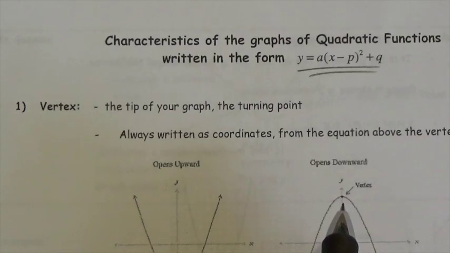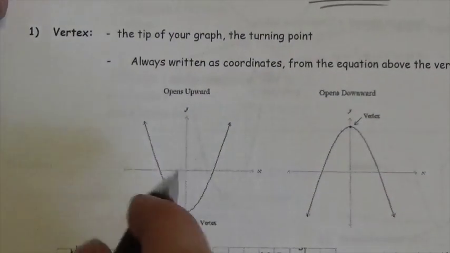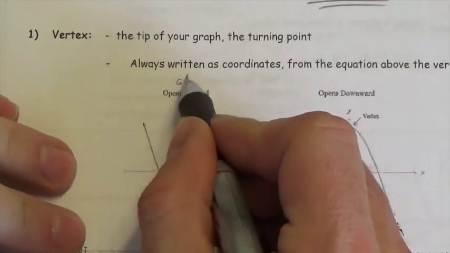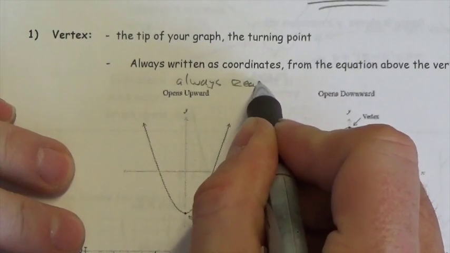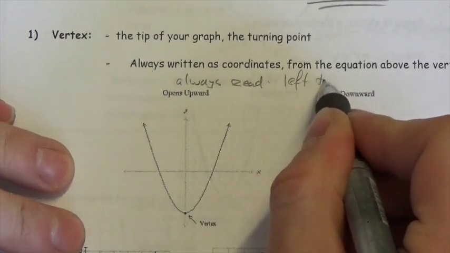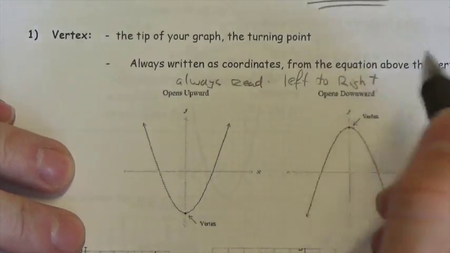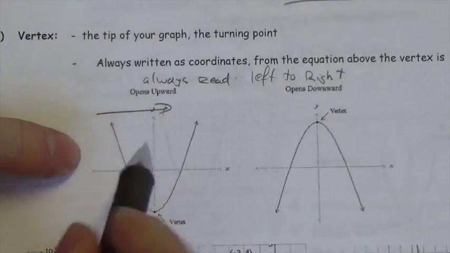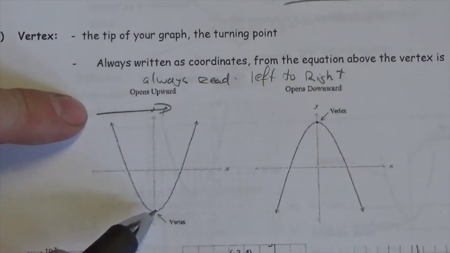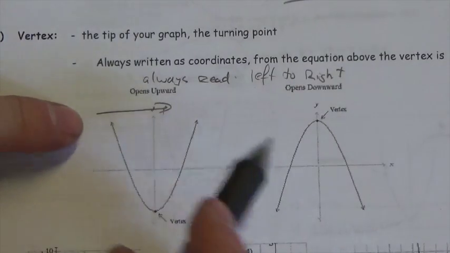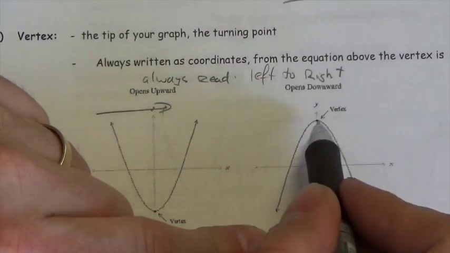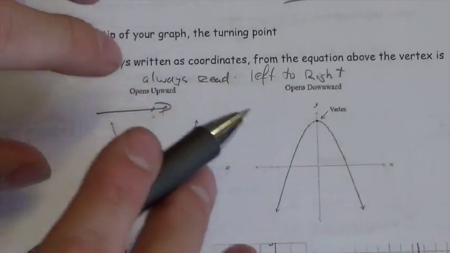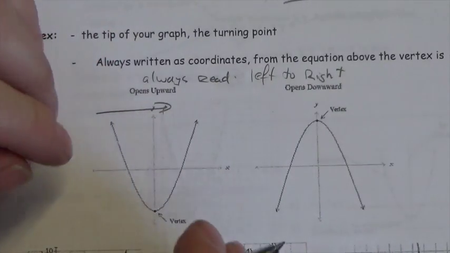It's where the graph, if you want to think of it like this, if you take a look at the examples that we've got here, it's where the parabola changes directions. Now, we always read these things left to right. So when we read this thing left to right, notice that the graph drops, hits the turning point, and then starts to go up again. Or, likewise, it goes up, hits the vertex, turns around, and comes back down again. So that's what the vertex represents here, a point where the graph changes directions.